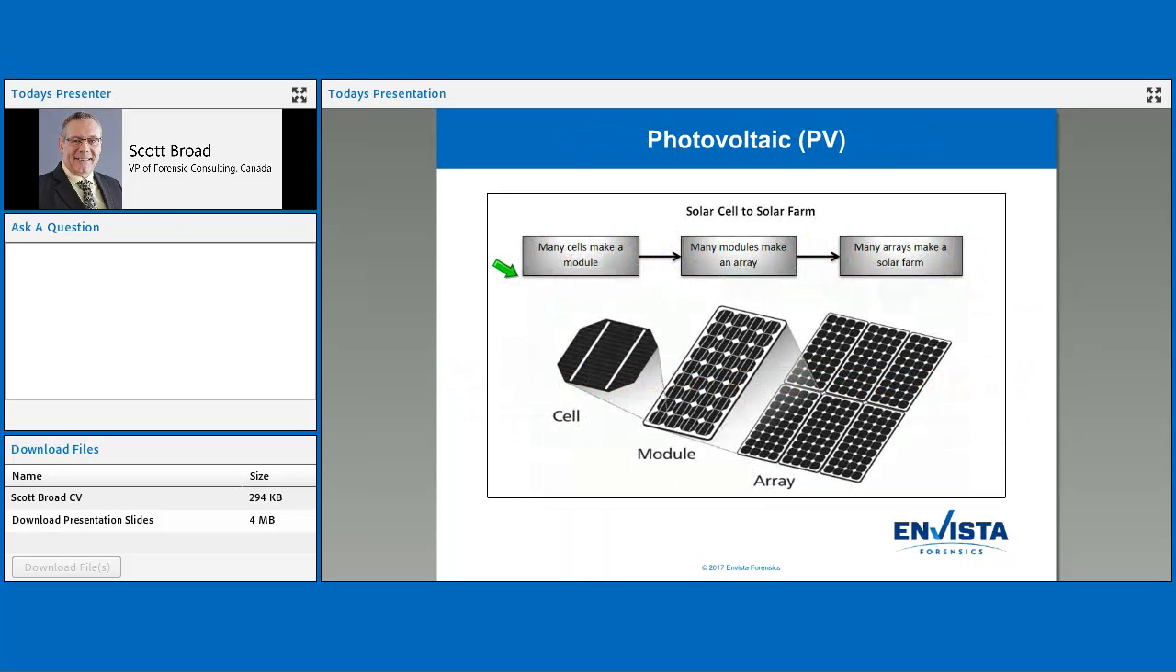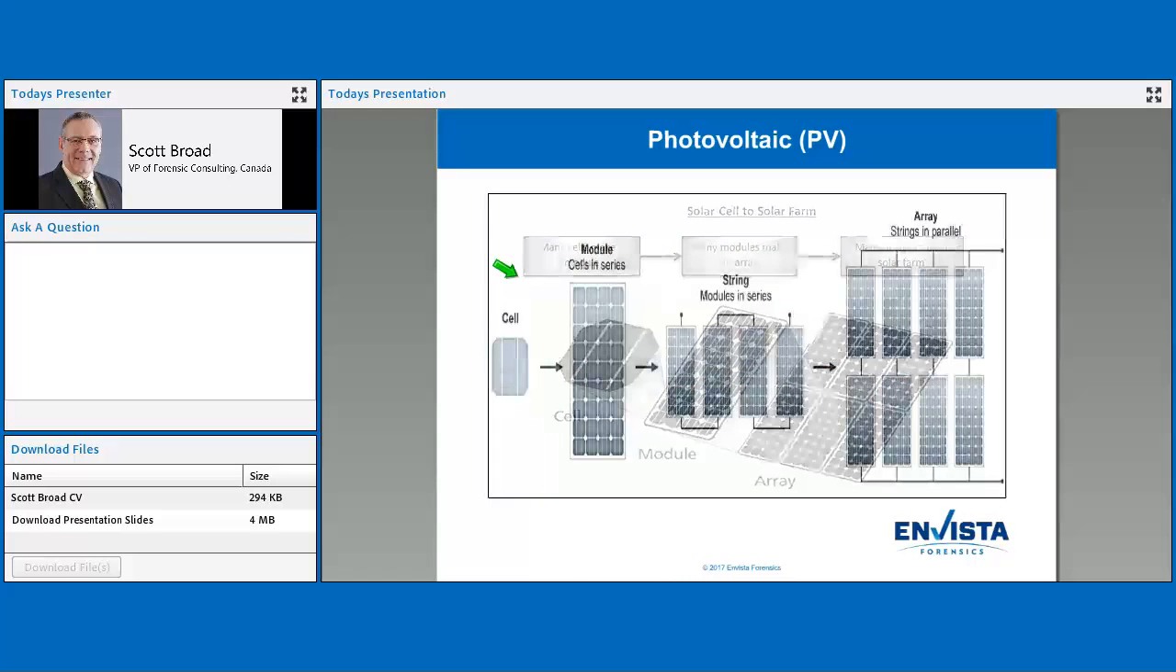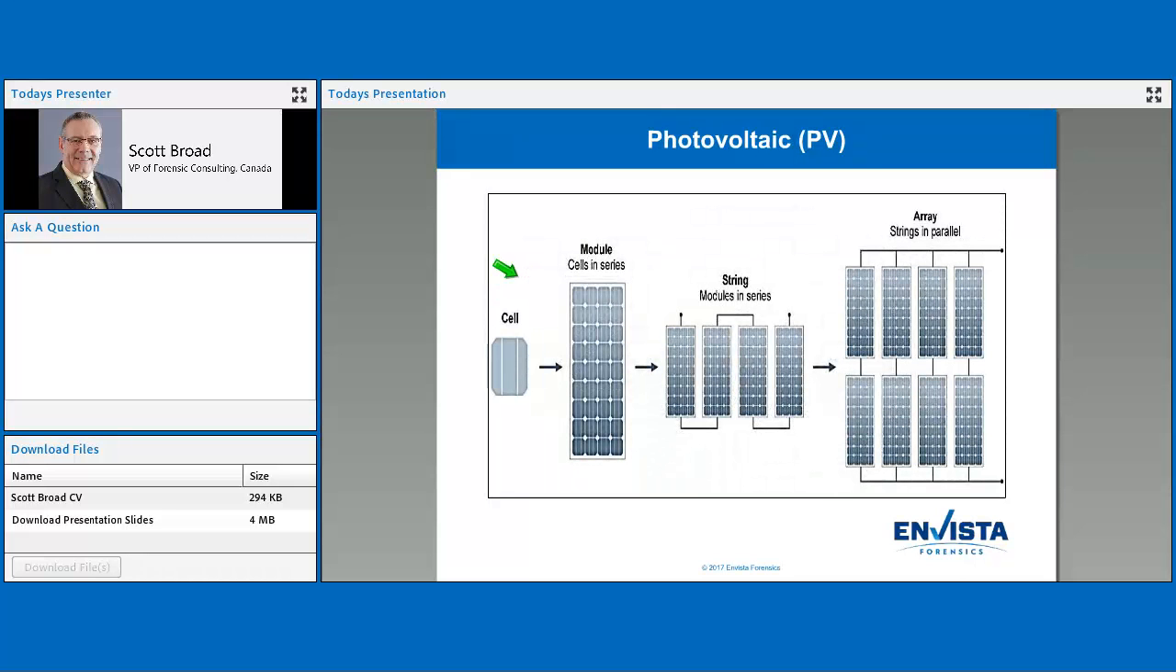We talked about this chart before, and I said I was going to add to it. Here's our cell. We know it's part of a module. Now when we connect a bunch of modules together in series, this is called a string. And then an array is basically a whole bunch of strings. So we've added one term in the middle. We've got a module, a bunch of modules equals an array, and we know that a series of strings are within the array.